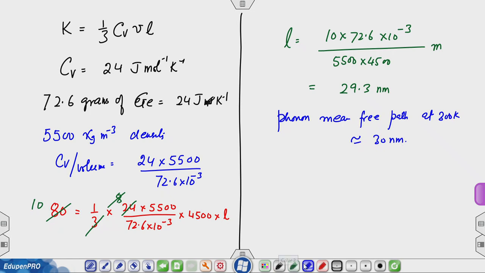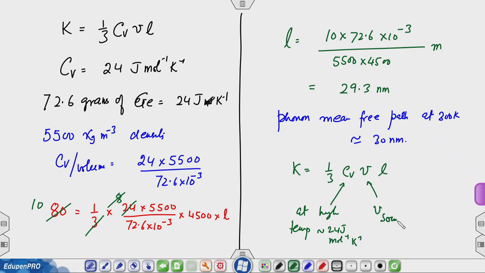Just to remind you that since we are making an estimate, I took K to be 1/3 Cv v L. This I took to be at high temperatures, roughly 24 joules per mole per Kelvin. This I took to be v sound, and this is what we calculated. Okay.